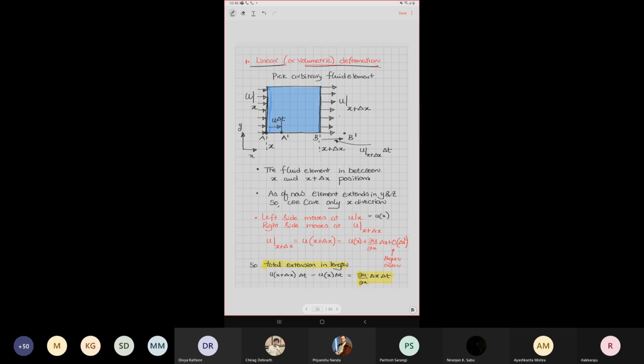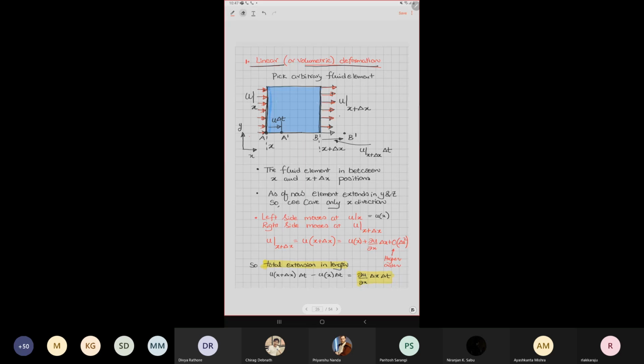To quantify this mathematically, maybe this entire side moves with one particular velocity u, and the other moves with another velocity. It can happen even on the other sides, but for simplification, we are going to pick only two sides.